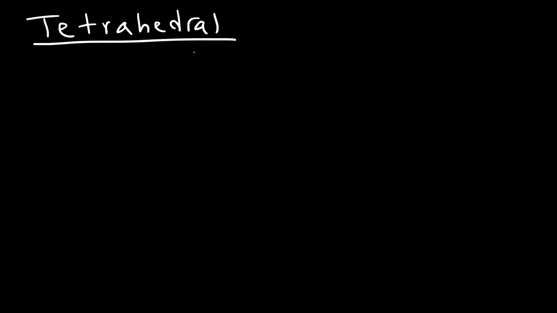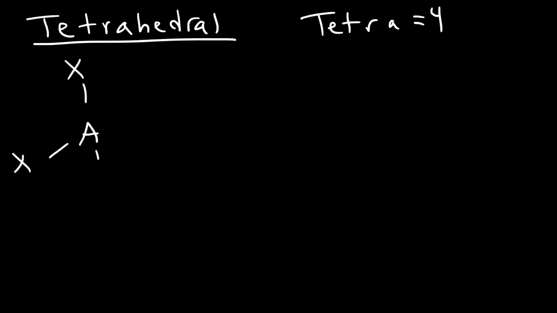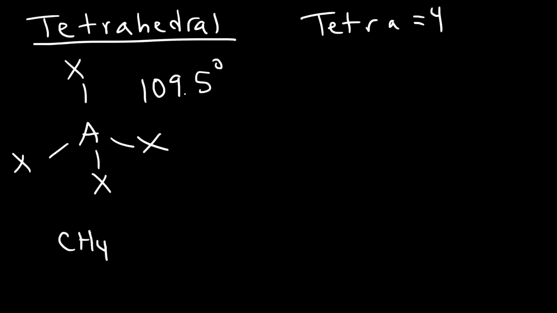Now the next structure that we need to talk about is the tetrahedral molecular structure. So when you hear the prefix tetra, what do you think of? Tetra is equivalent to 4. So therefore, in this structure, we're going to have an atom surrounded by 4 other atoms. And that's the tetrahedral structure with a bond angle of about 109.5. So methane fits this example. So in methane, we have carbon in the middle surrounded by 4 hydrogen atoms.